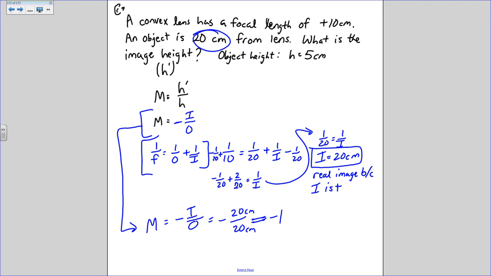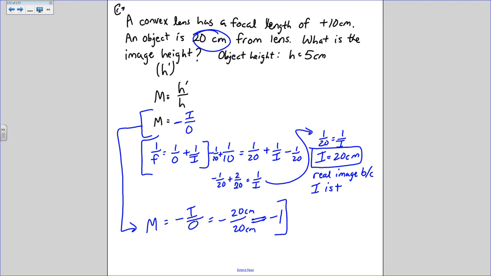Well, a magnification of 1 means that it's the same size, right? So in this case, my image height is going to also be 5 centimeters. Is that image going to be upright or inverted? It's going to be inverted. And the reason that we know it's inverted is because the magnification is negative. So because the magnification is negative, it's an inverted image. And because the magnification has a magnitude of 1, the image height is also 5 centimeters.